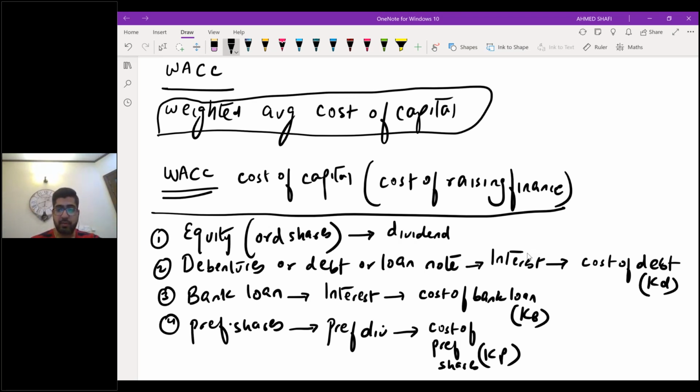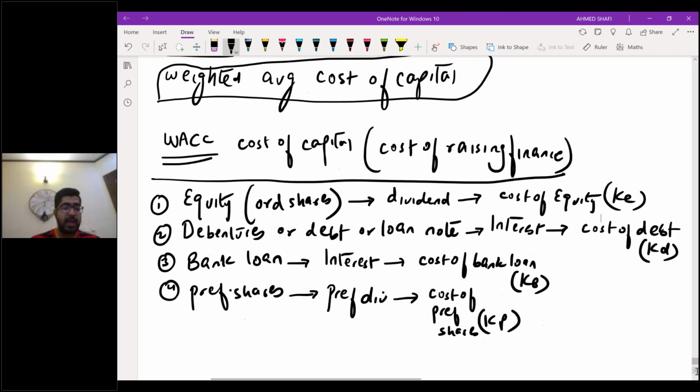So this was the basic concept of cost of capital. Cost of capital is the cost of raising finance. People ask how raising finance creates a cost. You raise finance via equity, debt, bank loan, or preference shares, and you have to pay return to these parties. Equity holders get return, that's KE. Debt requires interest, that's cost of debt, KD. Bank requires interest, that's cost of bank loan, KB. Preference dividend is the cost of preference shares, KP. If you want, you can copy this, please.